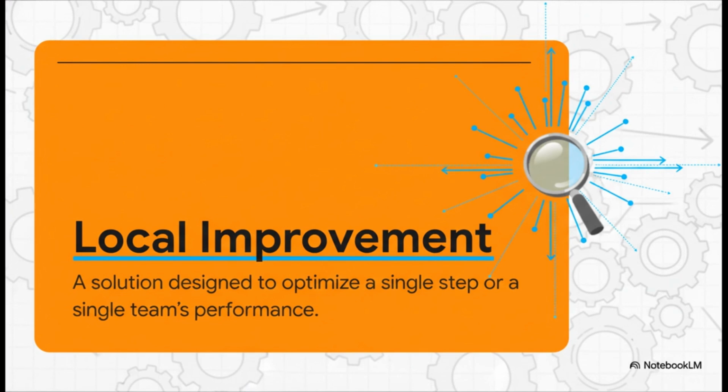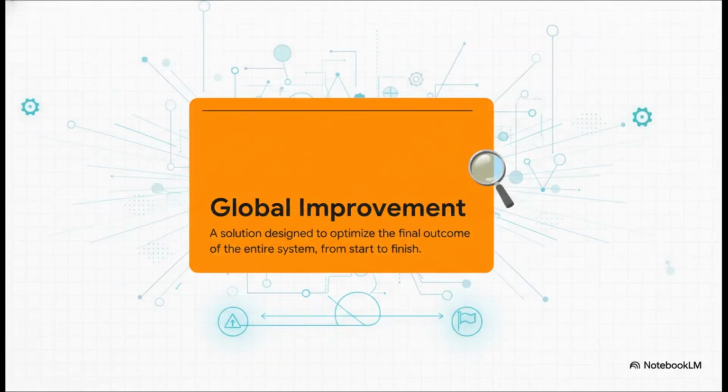Within this system, one type of change is a local improvement. This is a fix that's designed to make just one single part of a process better, to optimize one team's specific task. The other type is a global improvement. This kind of solution is designed to make the final outcome of the entire system better, from the very beginning to the very end. It has to consider how all the different parts connect and work together.